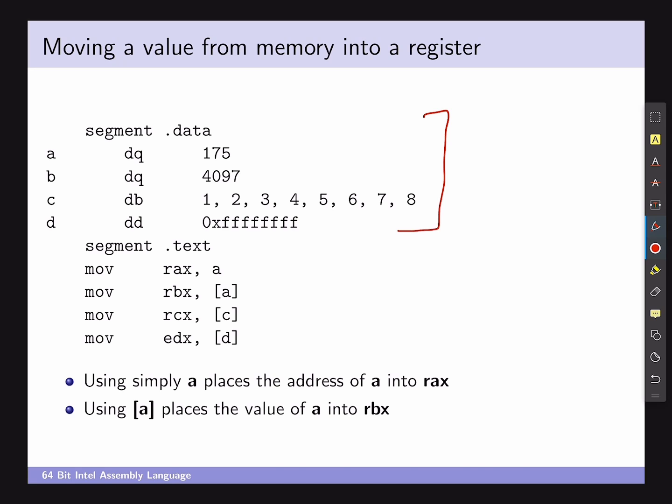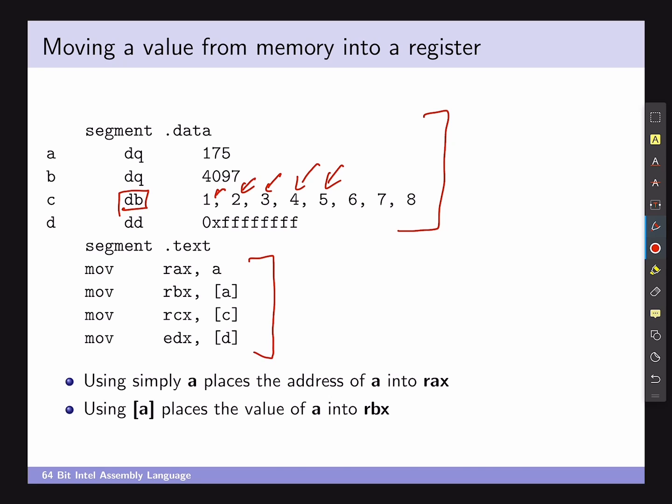Just in case you're not too familiar with NASM's DB, what ends up happening here is that it assigns a byte for each one of these elements. So it will create a data byte for each one of these comma separated entities. Now in this text segment, let's try and understand what's happening here. The first thing is that we move A into RAX.